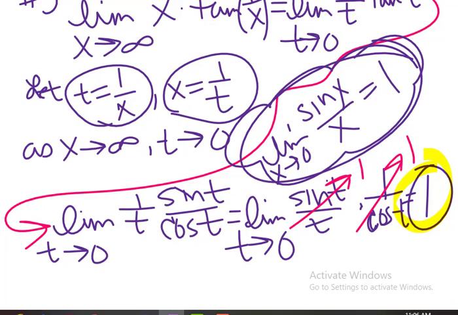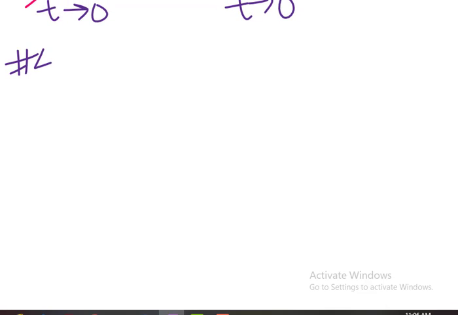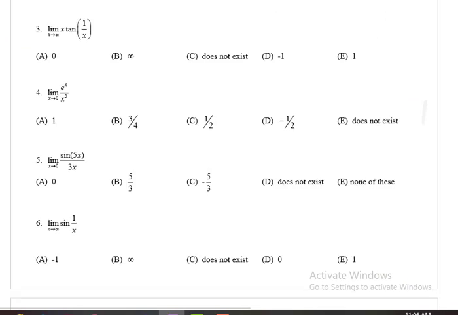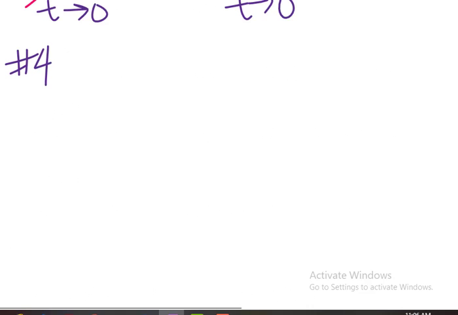Let's take a look at number 4. Let's grab it from the upper page. Number 4. So we have the limit as x approaches 0 of e to the x over x cubed.